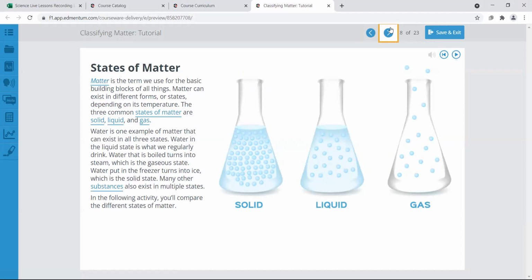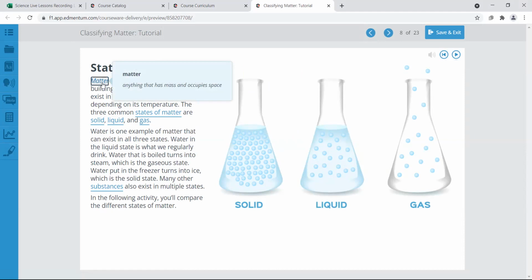So we have states of matter. So again, we have solid, liquid, gas. I dive more into this in another video where I show the different molecules and how they are either close together or spaced out or very spaced out. So I also dive more into matter in another little video as well. But let's go over this.